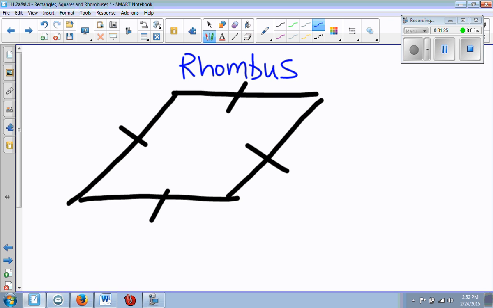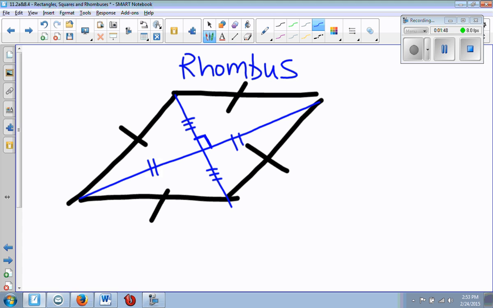And what we're going to do is talk about the fact that if I draw the diagonals in, remember diagonals connect two opposite vertices, then the diagonals not only bisect each other like they do in a parallelogram, but the diagonals are also perpendicular to each other. So they actually meet at a right angle.